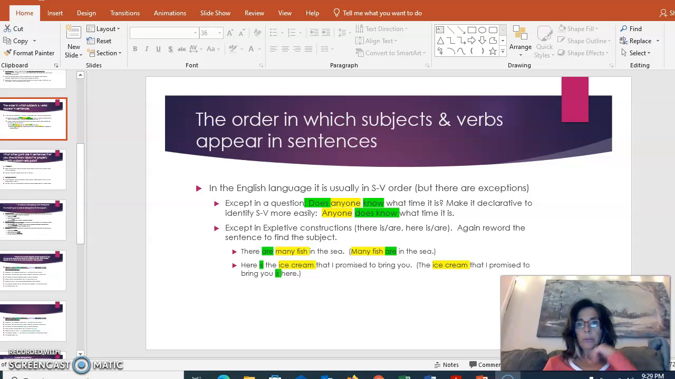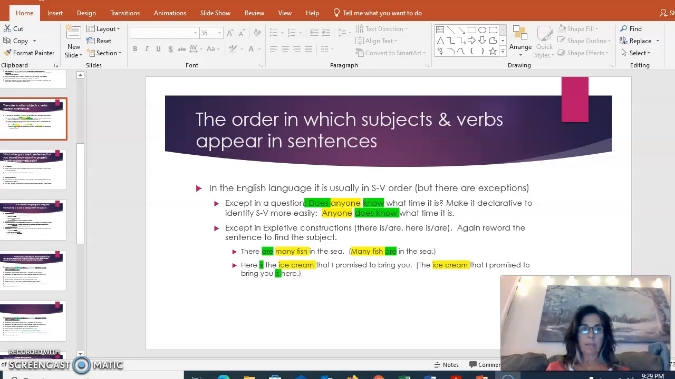Hello, this is part 2 of the video explanation of how to identify subjects and verb pairs in sentences. So I'm going to see if I can finish this up in just one more video. The last thing we talked about was the order of subjects and verbs and how they appear in sentences, so I'm going to move on to the next slide.